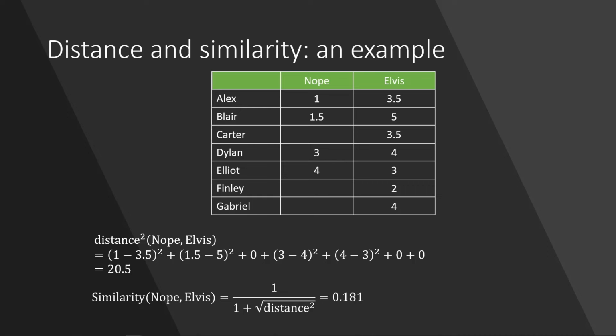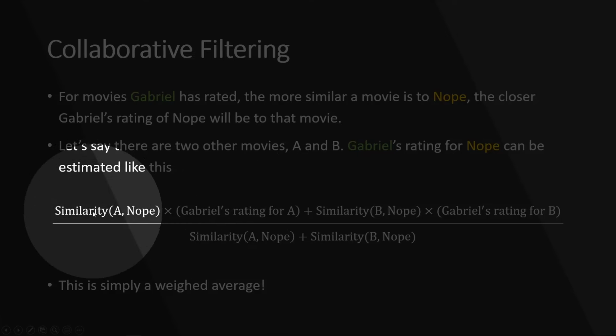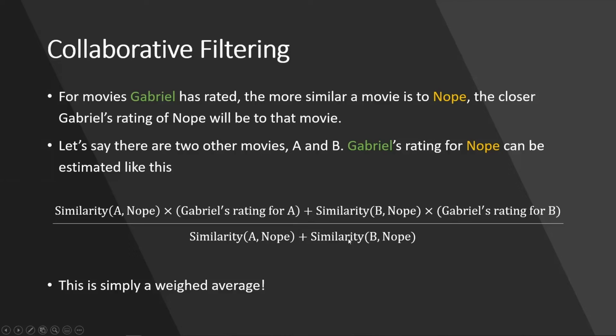So once you have this similarity measurement, you can calculate this similarity between Nope and all the other movies, not just Elvis, but all the other movies. So once we have all the similarities between Nope and all the other movies, we can go back to the formula for predicting Gabriel's rating for Nope, and then we can put in those similarity measurements in this formula. Then we can create a predicted rating from Gabriel for the movie Nope.